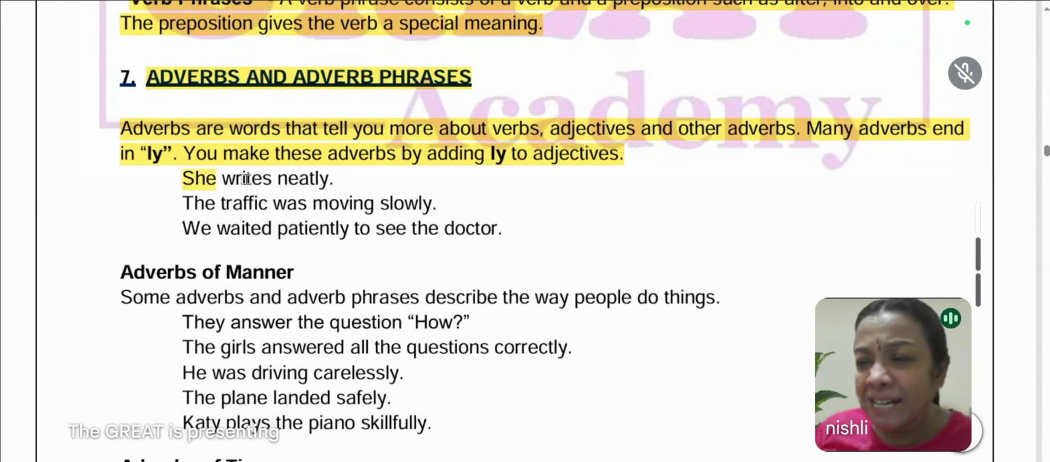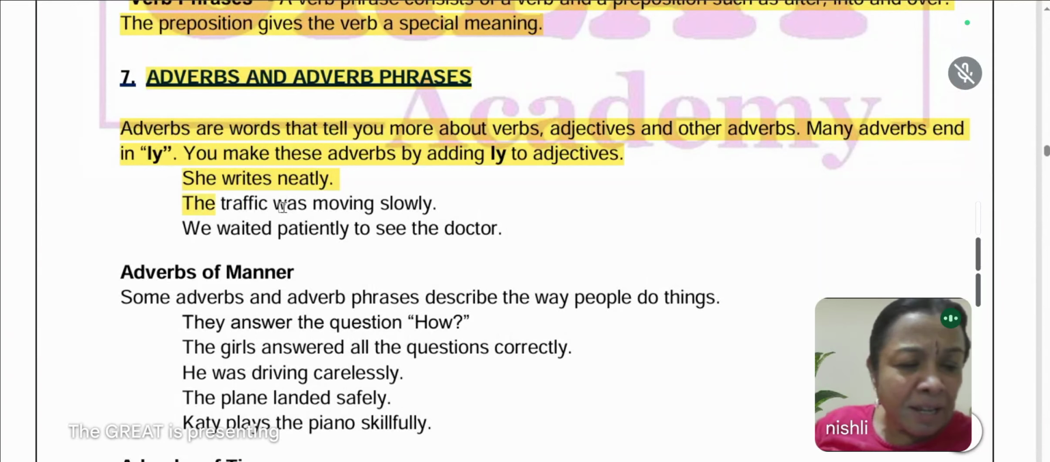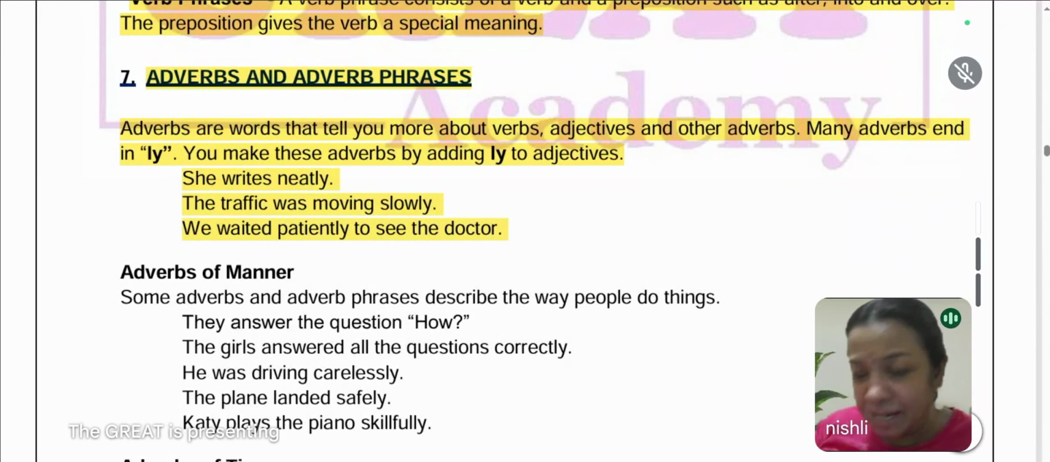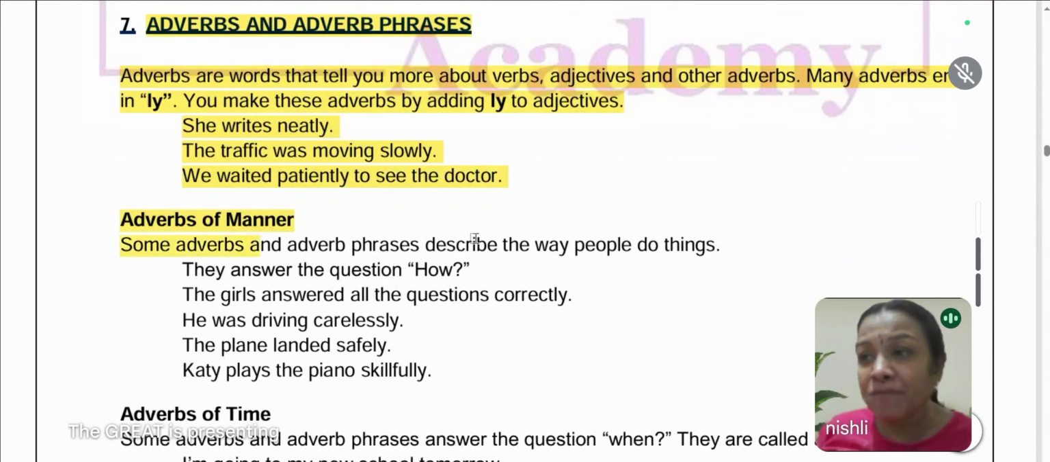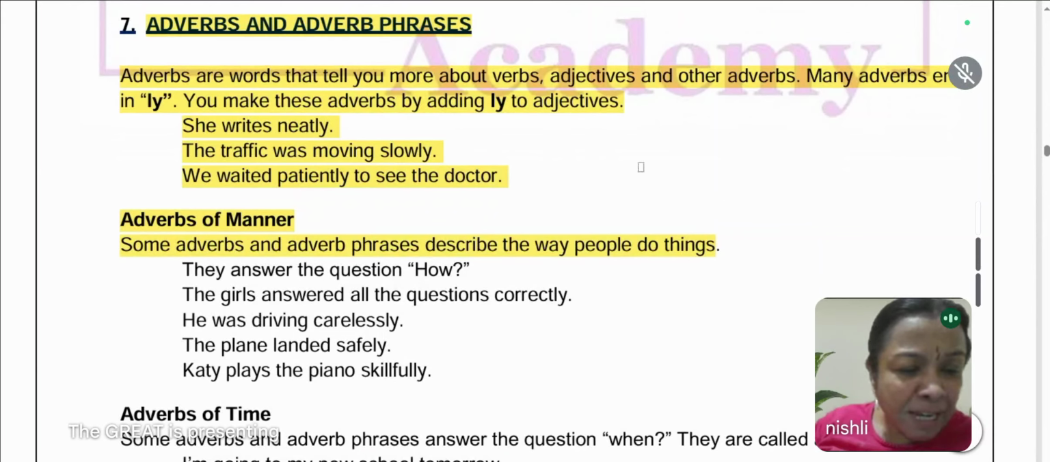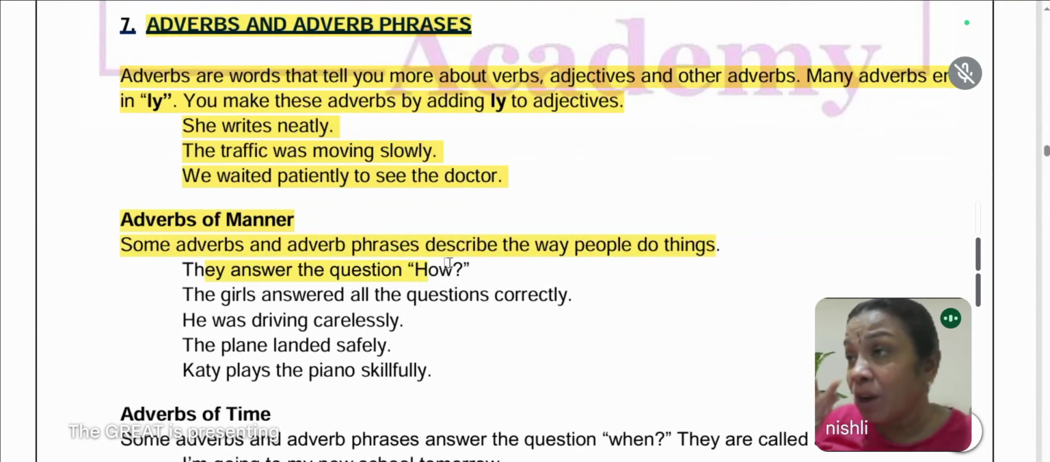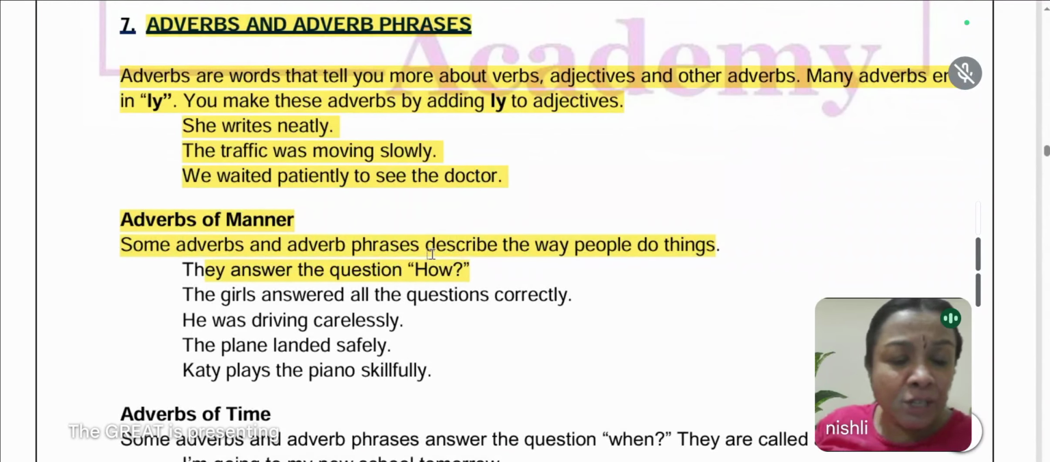She writes neatly, that is an adverb. The traffic was moving slowly. We waited patiently to see the doctor. Patiently, that is an adverb here. Okay, next is adverbs of manner. See, in adverbs too, there are plenty of adverbs: adverbs of manner, adverbs of time. Adverbs of manner answer the question how. So, if we ask the question how, you get the answer. So, that is only adverb of time.